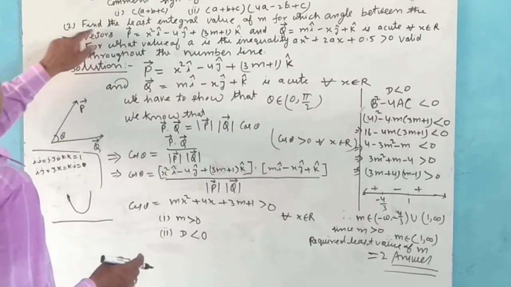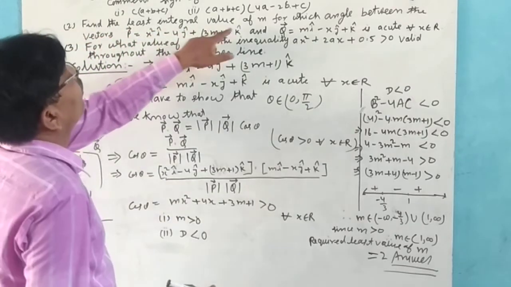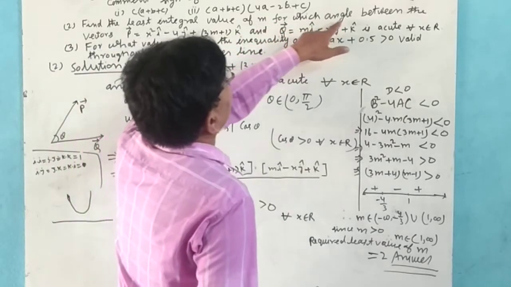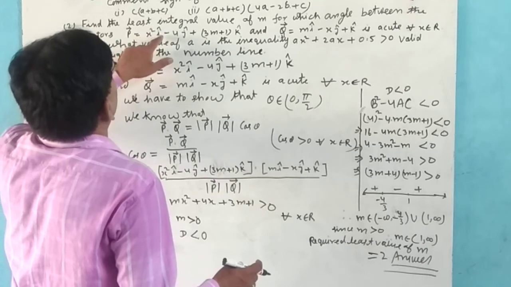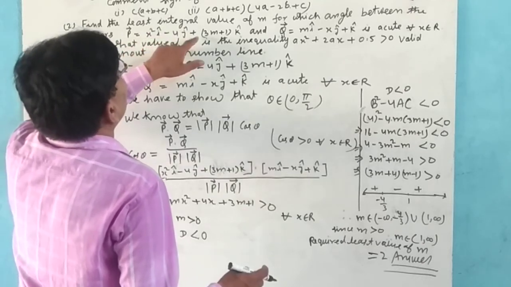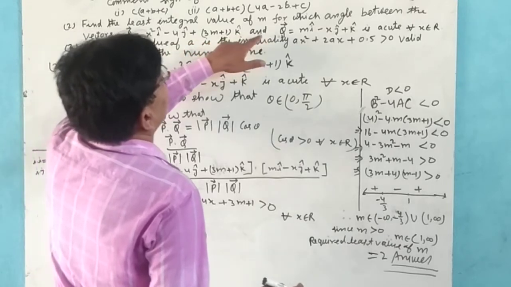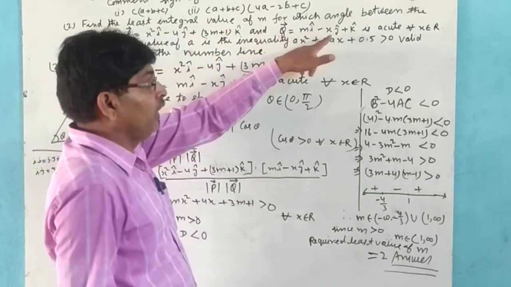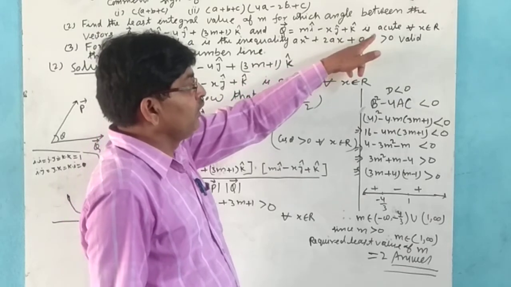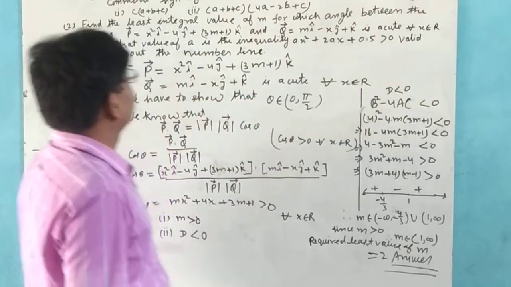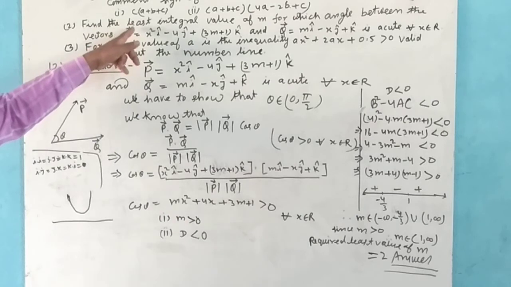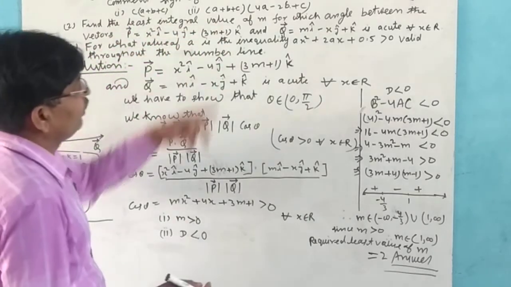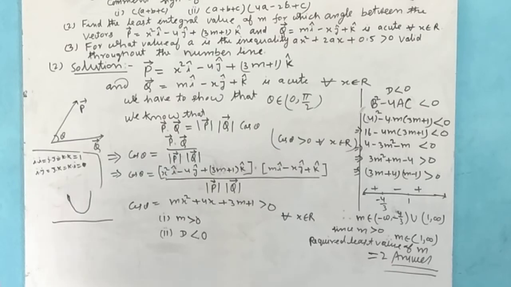Now, second question: find the least integral value of m for which the angle between the vectors p = x² i cap − 4j cap + (3m + 1) k cap and q = m i cap − x j cap + k cap is acute for x belongs to R. Now, we have to find the least integral value.